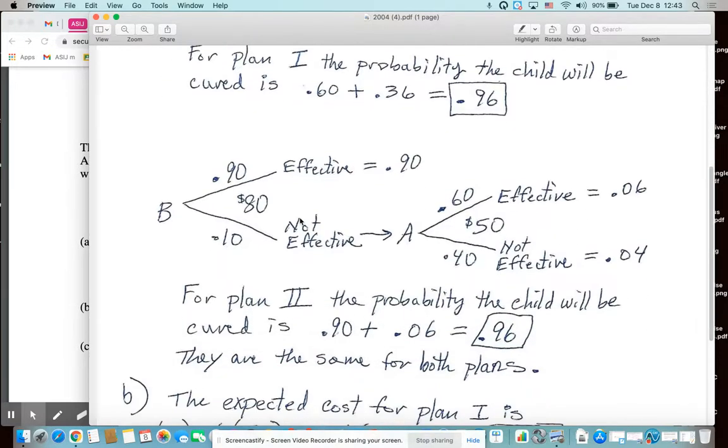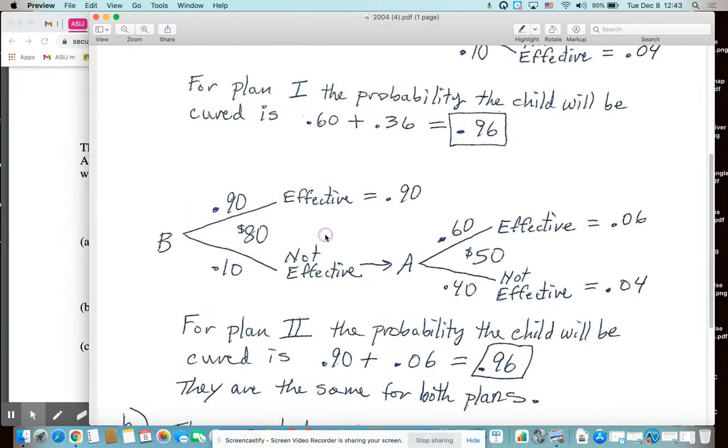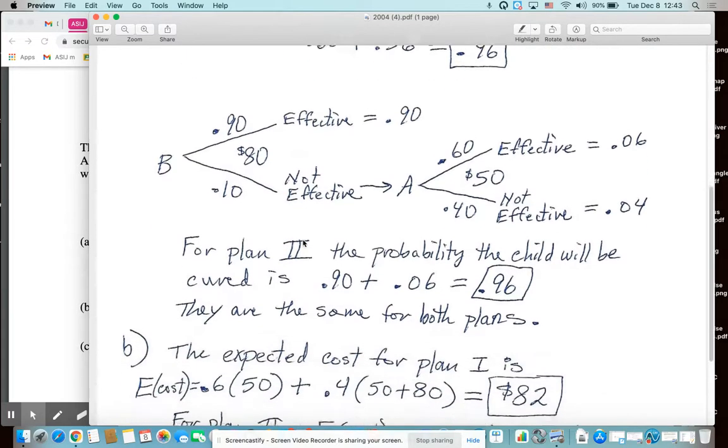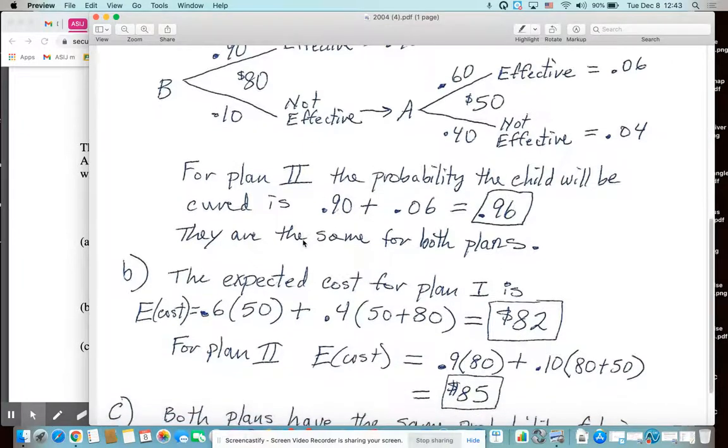All right. When I look at plan 2, I have a 90% chance I'm going to spend just $80 and be done with it because it worked. But there's a 10% chance I spend the $80 and I have to go buy the other one for another $50, which again is $130. But now our percentages are a little different, right? So let's see what the math comes out to be. For plan 1, it's a 60% chance of spending $50 and a 40% chance I have to buy both. So that works out to $82.